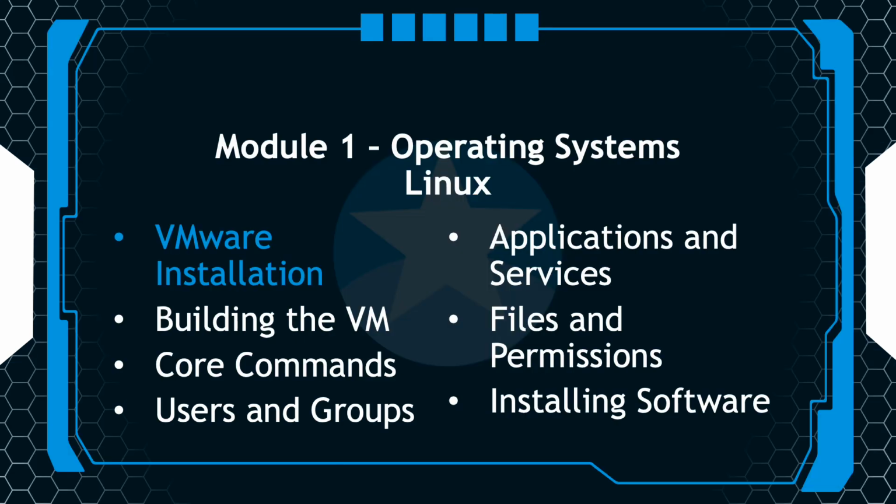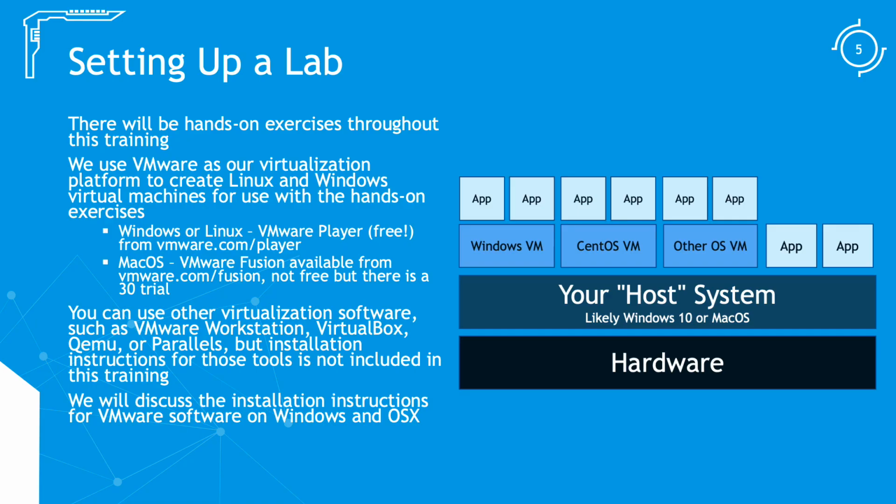In our first module, system administration, again, our first sub-module is Linux. What we're going to do first is set up VMware. We're going to need VMware installed on our system, both to configure our Linux virtual machine for this course, as well as the Windows virtual machine we're going to use a little bit later in this module. So let's begin with VMware installation.